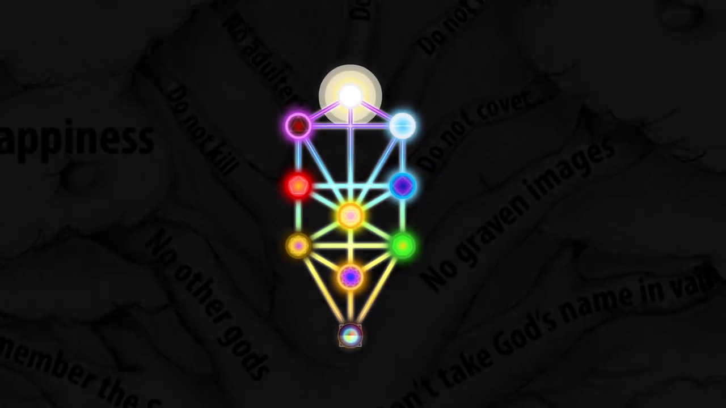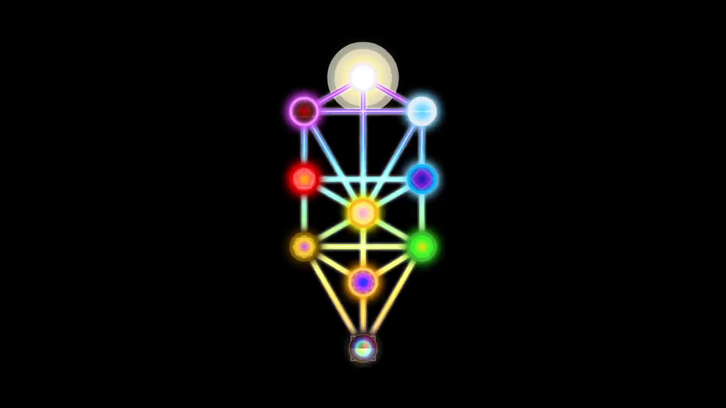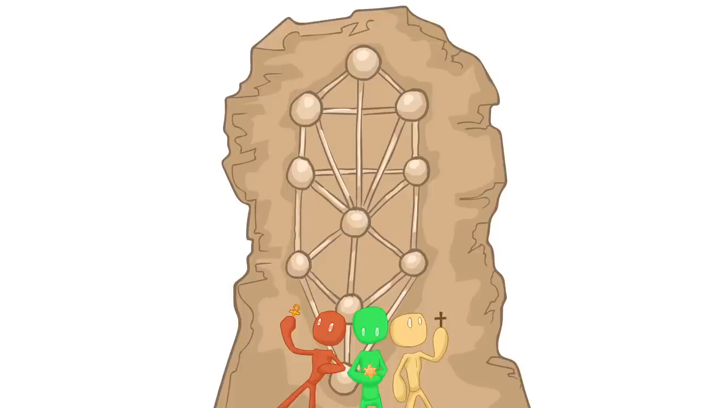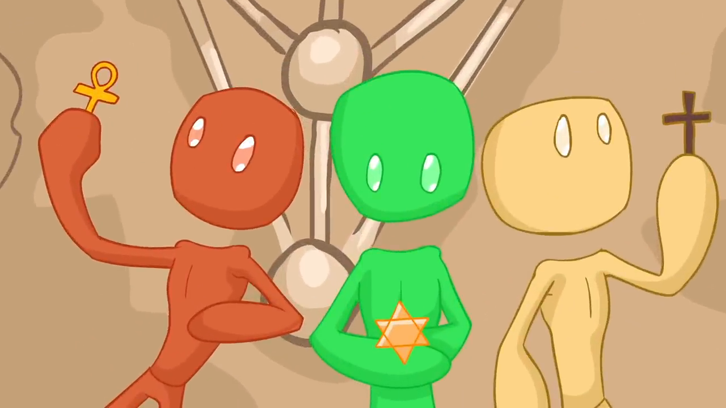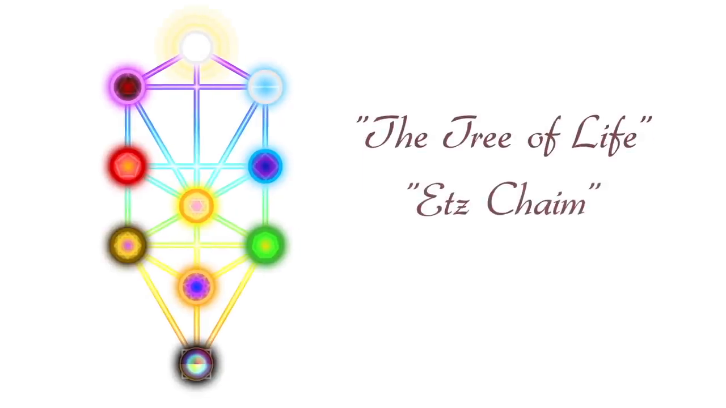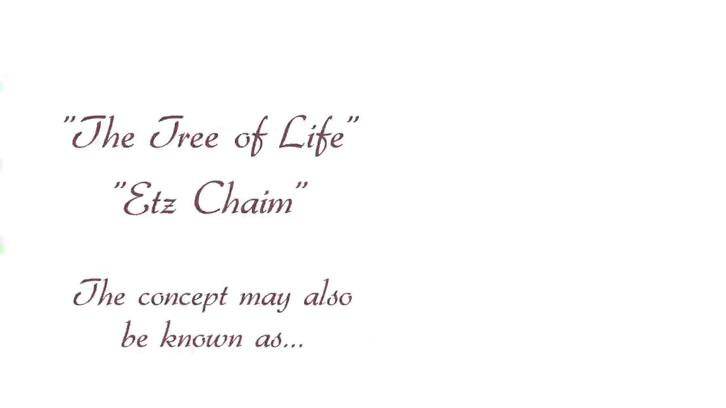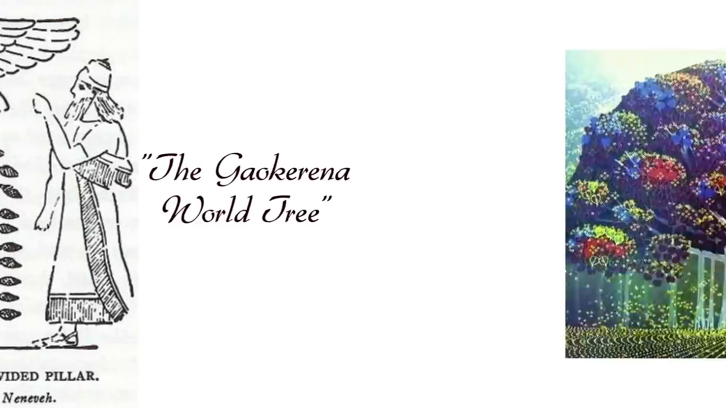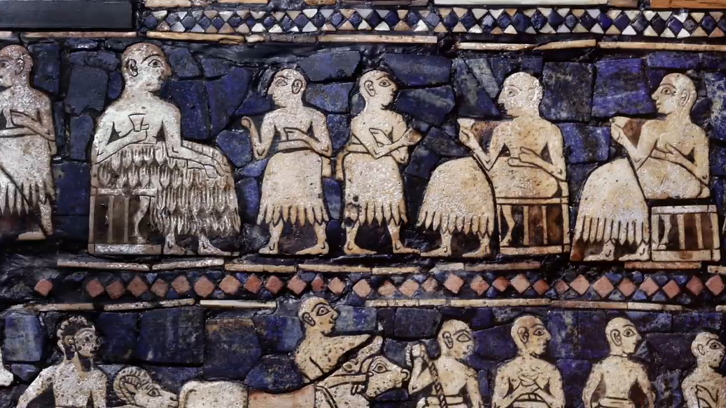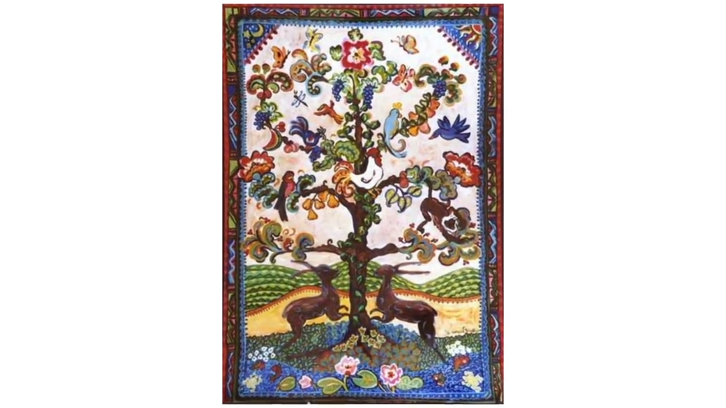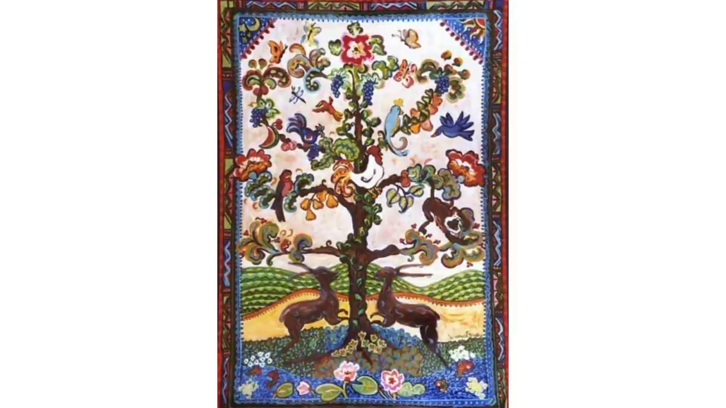which brings us to this. This symbol, which we know in English as the tree of life, has been passed down through many generations and is the key glyph in understanding Qabalah, as well as many other ancient traditions. In Hebrew, Tree of Life translates to Etz Chaim, and in other traditions, it has been called Yggdrasil, the Eternal Banyan Tree, the Geokarana World Tree, the Bodhi Tree, and was also known to a number of ancient traditions, such as those of the Egyptians, Sumerians, Assyrians, Christians, and even in ancient Chinese mythology, there is a concept of a world tree called the Tree of Life.